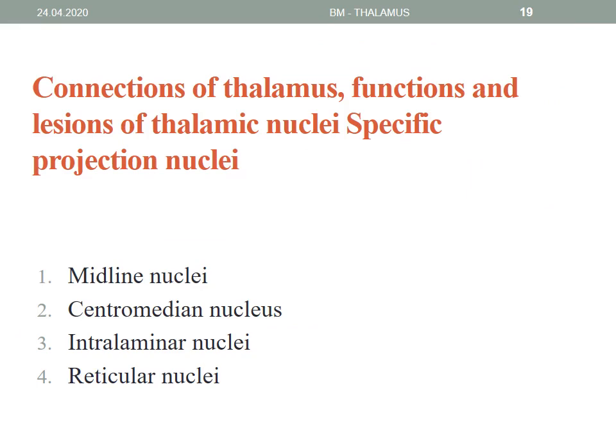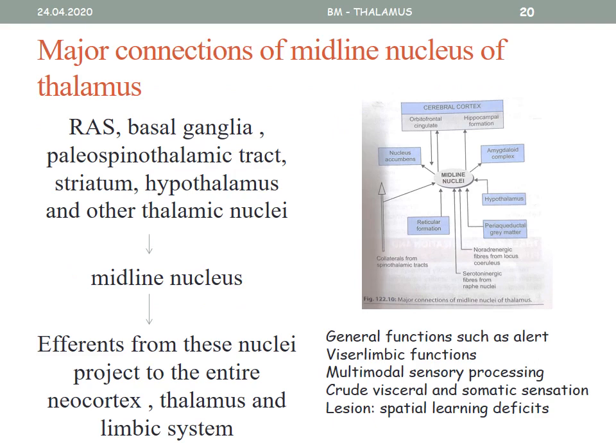Till now we looked into the connections, functions and lesions of specific thalamic nuclei. Now we will look into the non-specific thalamic nuclei, which include the midline nuclei, centromedian nuclei, intralaminar nuclei and reticular nuclei. The major connections of midline nucleus includes the fibers which are coming from the reticular activating system, basal ganglia, pallispinothalamic tract, striatum, hypothalamus and other thalamic nuclei. They project the efferents to the entire neocortex, thalamus and limbic system.